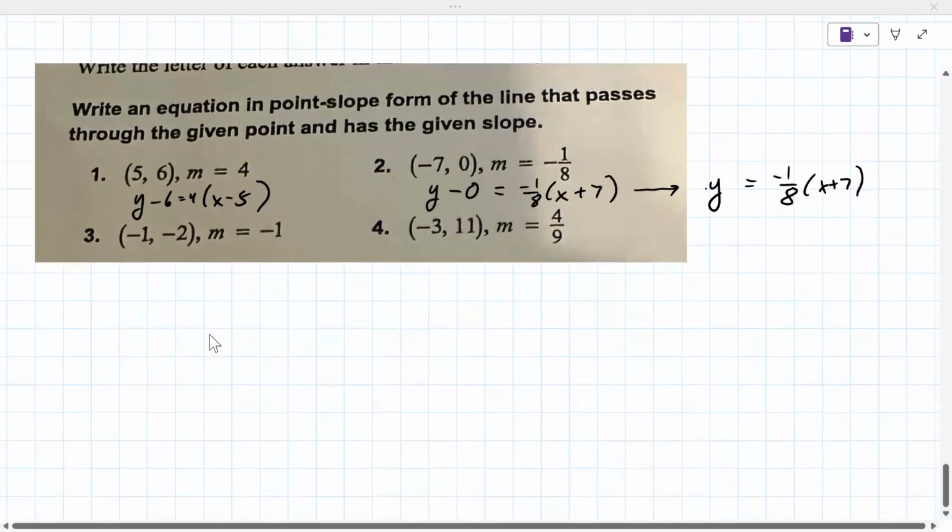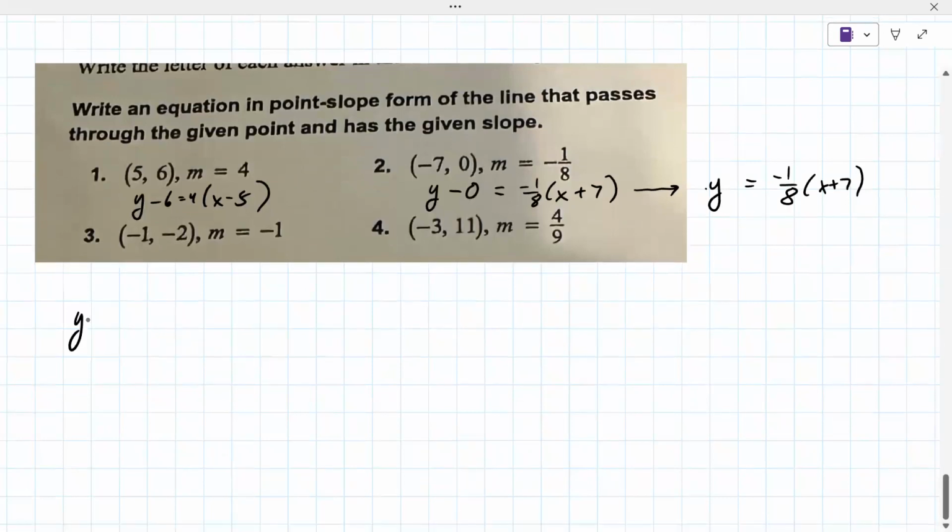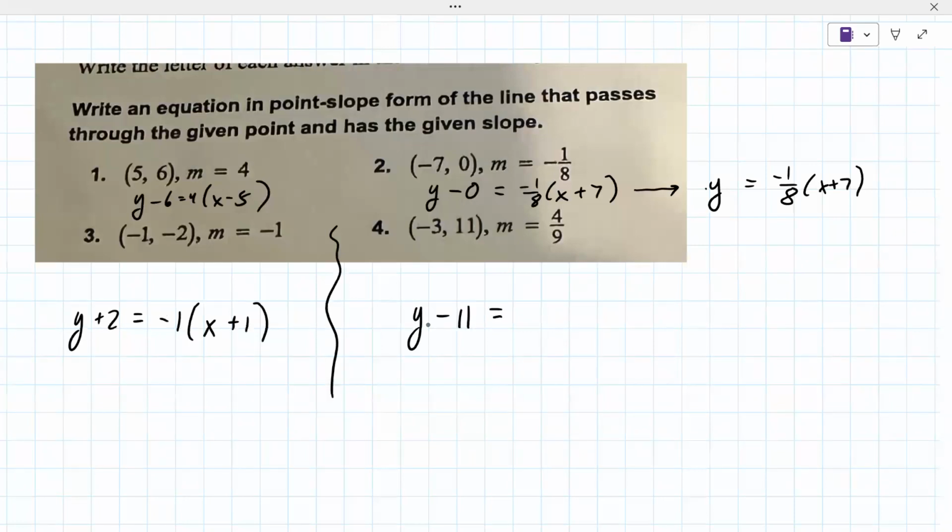All right, go ahead. For three, I got y plus 2 equals negative 1, parentheses x plus 1. Okay, it's good. And how about you? Then for number four, I got y minus 11 equals 4/9, parentheses x plus 3. Good. And hopefully you're finding all these letters to the right there.